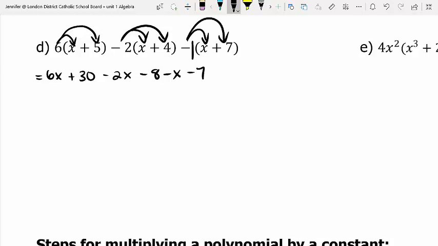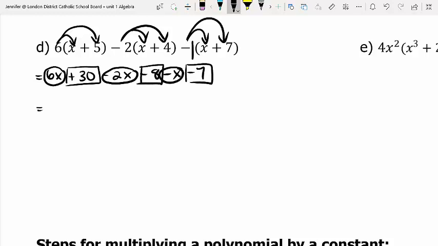All right, let's combine like terms. So let's combine all our x's together and then all of our plain numbers together. So 6x minus 2x is 4x, minus another x is 3x. And then 30 minus 8 is 22. Minus another 7 is 15. Okay, and that's finished because there's no like terms to combine.